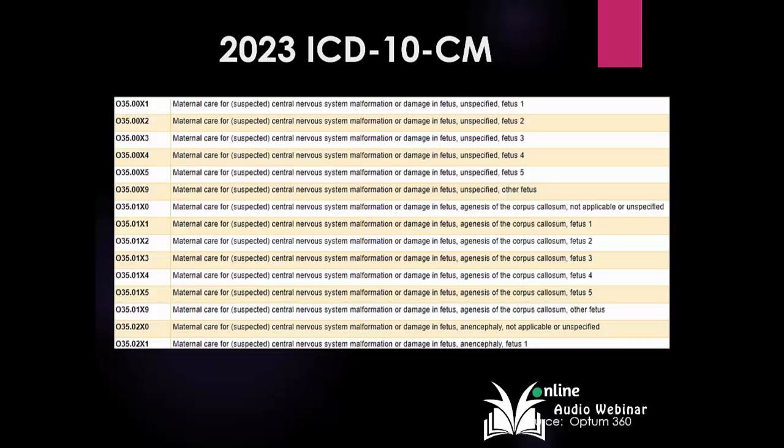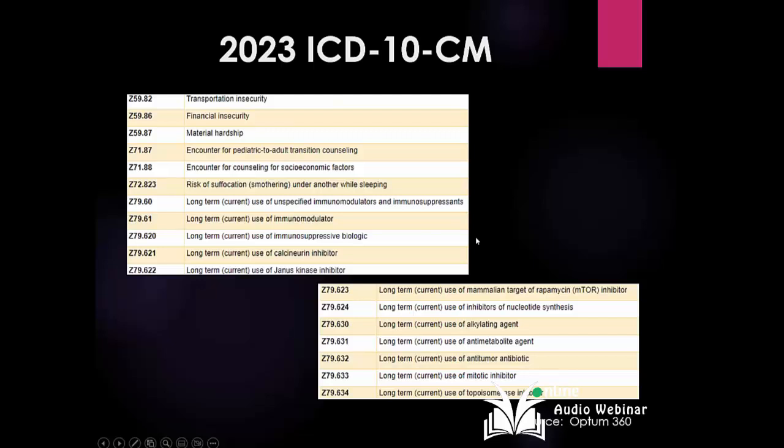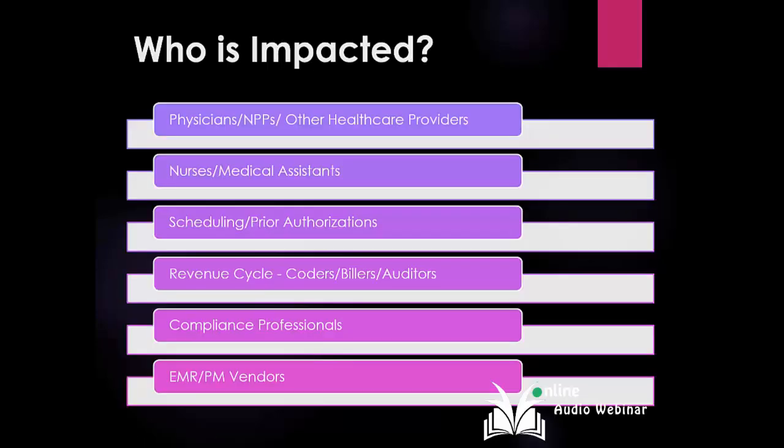We also have a lot of new codes for maternal care. We also have additional specificity for sleep apnea of newborns. We also have additional codes for social determinants of health, risk adjustment, population health, looking at predictive modeling, looking at the value-based care model. So who is impacted by these code changes?